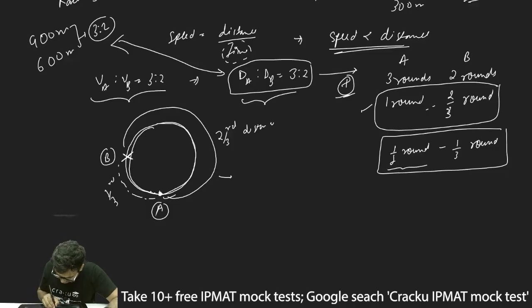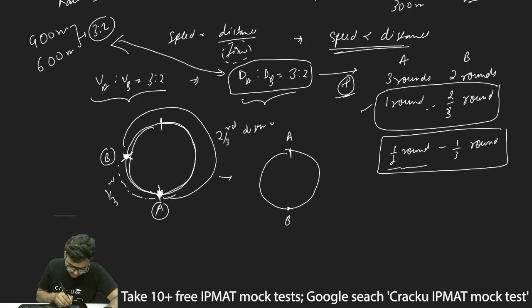So what will happen? B is moving from this position to this position. Now when B has reached here, A will have covered 1/2 round. So A will go from here till here, which is a half round. When B is here, A will be here. So basically, B has covered 1 round and A has covered 1.5 rounds.